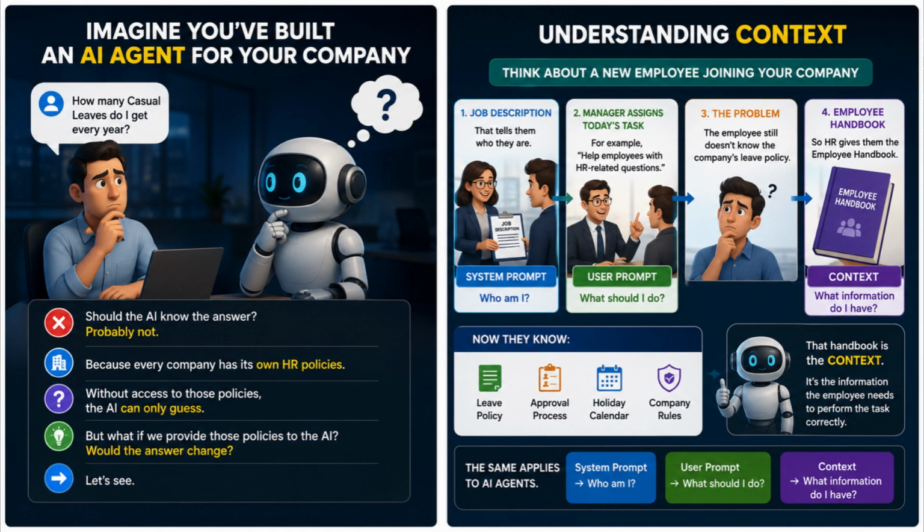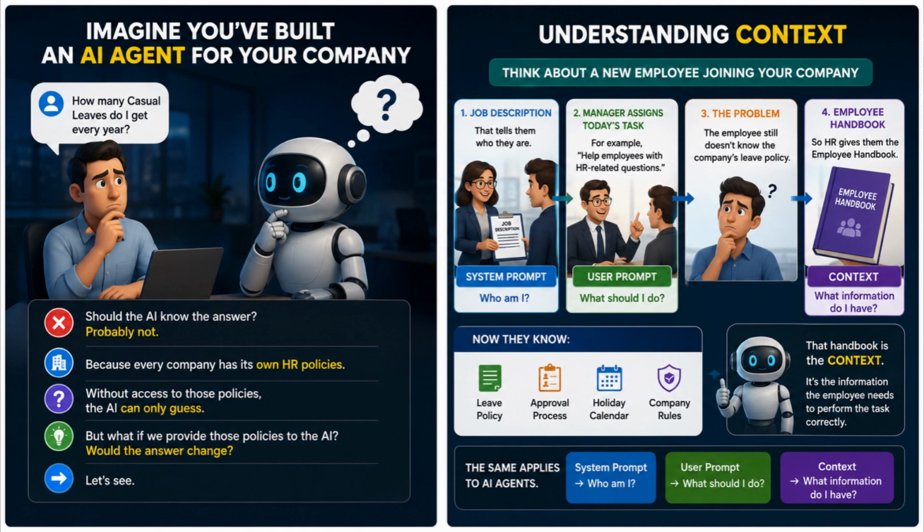Before we jump into the demo, let's understand what context actually means. Think about a new employee joining your company. First, HR gives them a job description, tells them who they are. That's your system prompt. Next, their manager assigns today's task, for example, help employees with HR related questions. That's your user prompt. But there is one problem. The employee still doesn't know the company's leave policy.